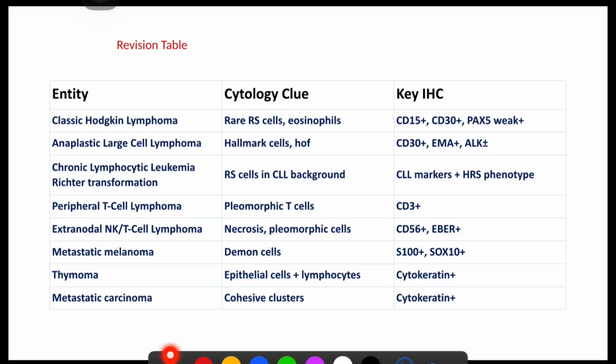Peripheral T cell lymphoma, you find pleomorphic T cells. And extranodal natural killer or T cell lymphoma, where necrosis and pleomorphic cells are present, and metastatic melanoma shows Dameon cells. Thymoma, where you find epithelial cells plus lymphocytes, and in carcinoma cohesive clusters of malignant cells are there. And here in all these categories IHC markers are very much helpful to differentiate all these pleomorphic cell pattern categories.